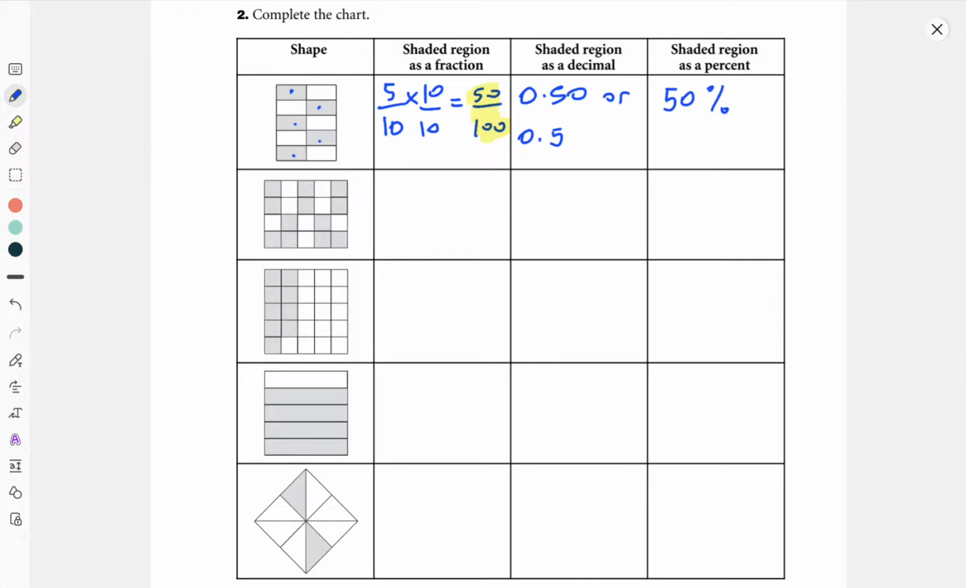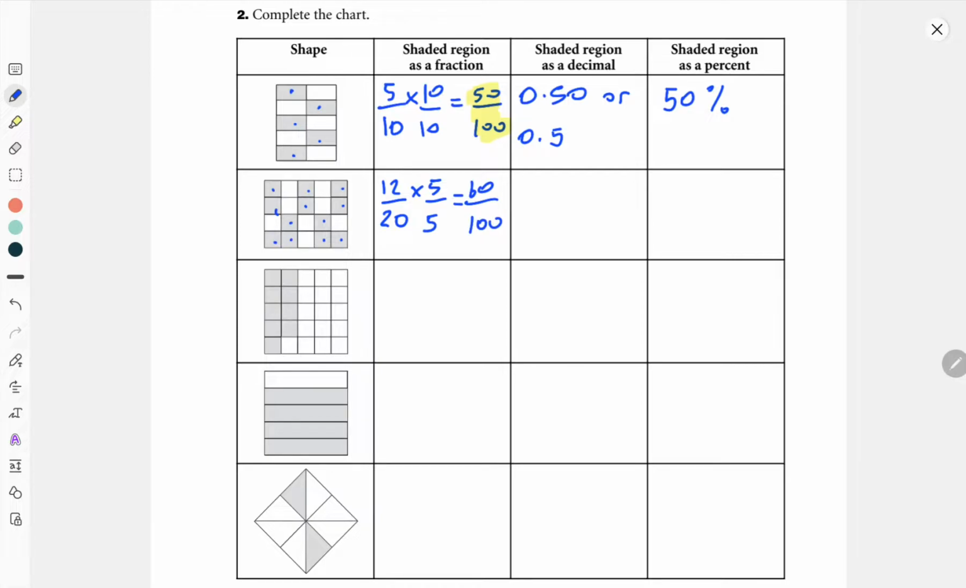Now for the second one, guys, let's write the shaded region. So we have 1, 2, 3, 4, 5, 6, 7, 8, 9, 10, 11, 12, right? So we have 12 over, now how many do we have? 12 over 20, correct guys? Again in this one, let's multiply it by what guys? 20 times what will give us 100? Yes, you're correct. 20 times 5, right? 20 times 5. So we have 60 over 100.